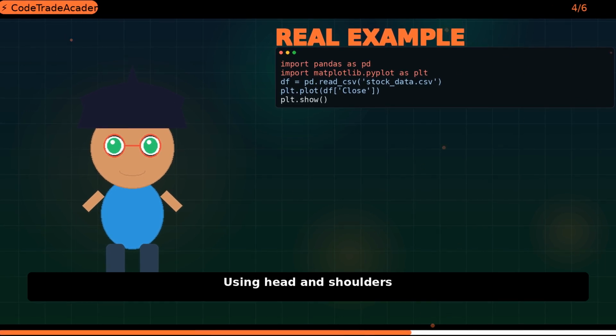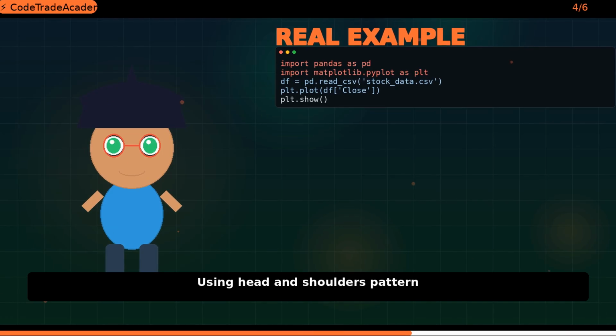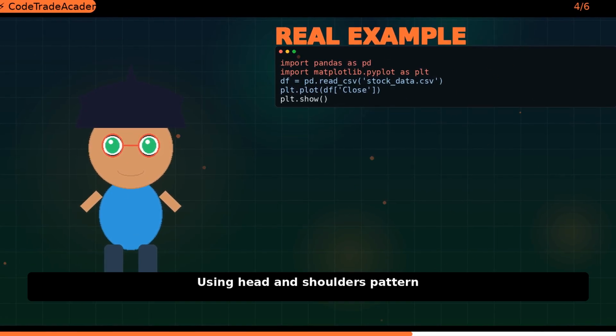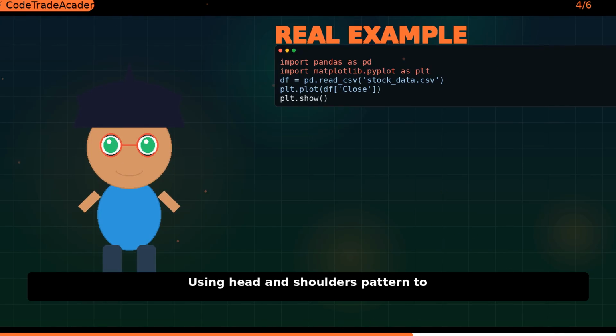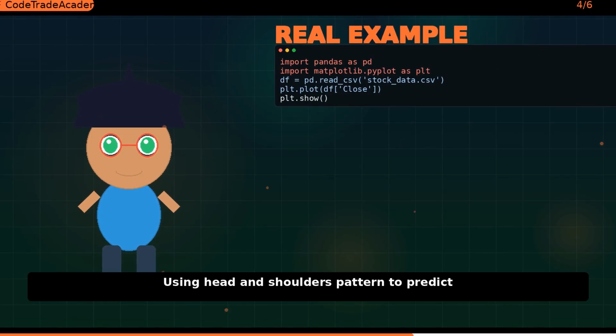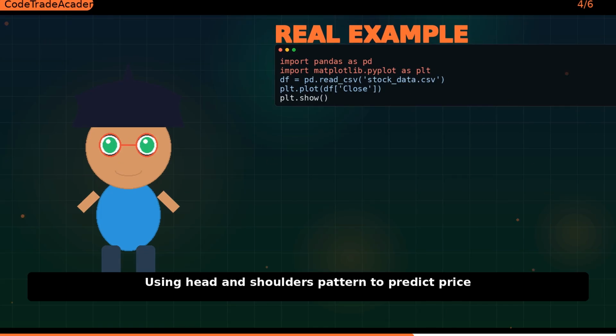import pandas as pd, import matplotlib.pyplot as plt. df = pd.read_csv('stock_data.csv'). plt.plot(df.close). plt.show(). This code imports the necessary libraries.